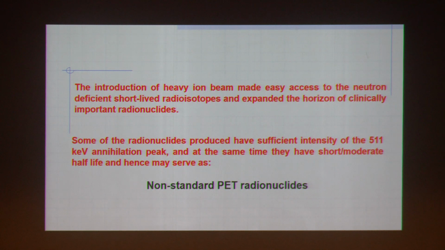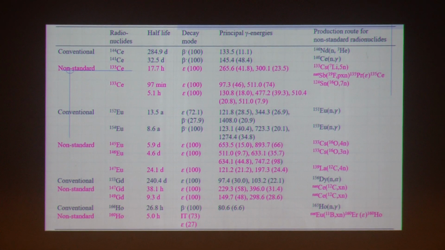So some of these radionuclides, which have a short or moderate half-life and some intensity of 511 keV photopeak, can be termed non-standard PET radionuclides. If I give you an example, take cerium. By the conventional method we can produce 144 cerium and 141 cerium, which have long half-lives in days. But through the non-conventional, alternative method, we can produce non-standard isotopes like 135 cerium and 133 cerium, having moderate half-life and usable clinically.